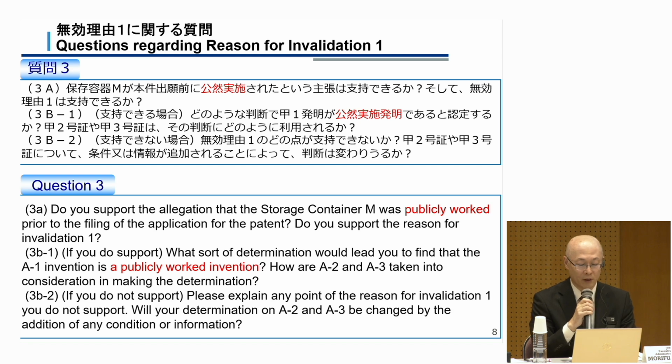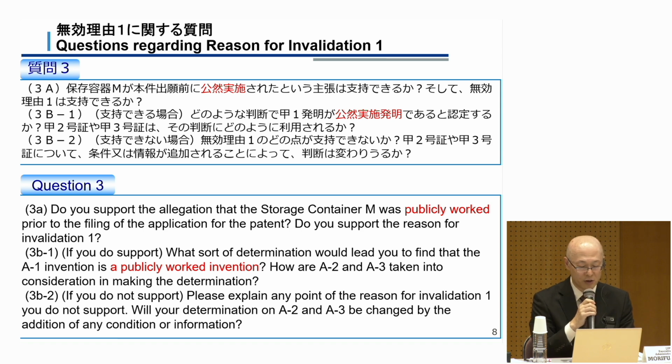Thank you. Well, to say the conclusion first, it can be supported. In other words, the invalidation reason 1 is established. As shown in the hypothetical case on page 5, the invention in question is the same as the invention that can be found in A1. That is the assumption. And in addition, regarding A2 and A3, no evidence of falsification has been presented. So with this assumption, JPO recognizes that A1 storage container M was publicly worked prior to the filing of this application, and therefore the reason 1 for invalidation, lack of novelty, is established.